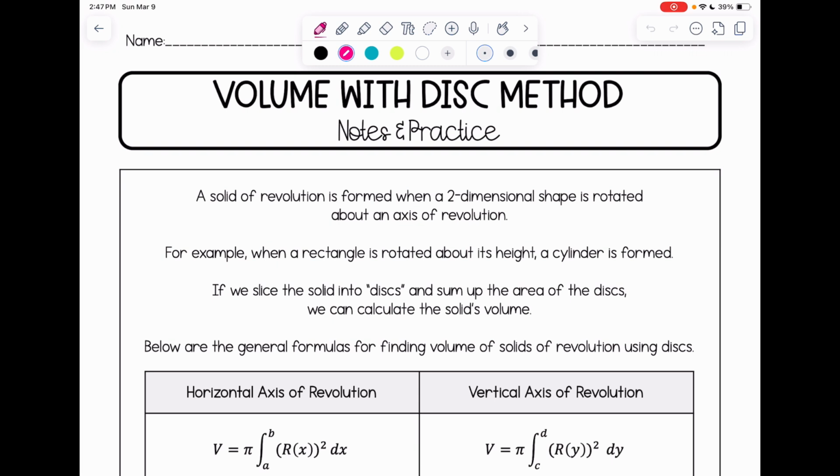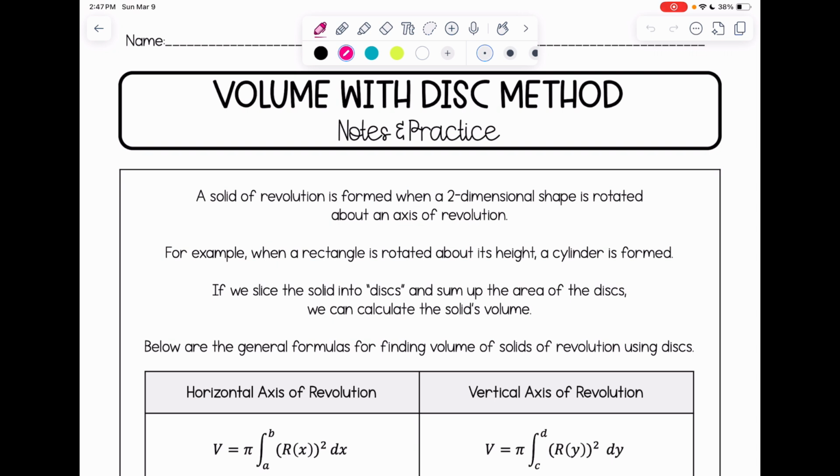For example, when a rectangle is rotated about its height, a cylinder is formed. If you can picture in your head a revolving door, the door is a rectangle, but that whole structure, when it spins around, appears to be a cylinder. Now, we're not necessarily going to work with cylinders in this unit. Sometimes we're going to work with things that are not known shapes at all.